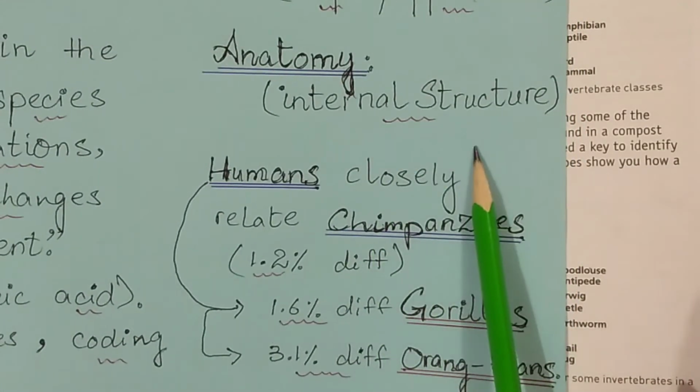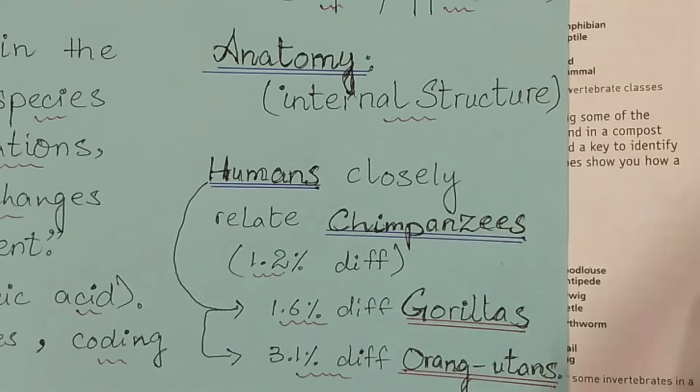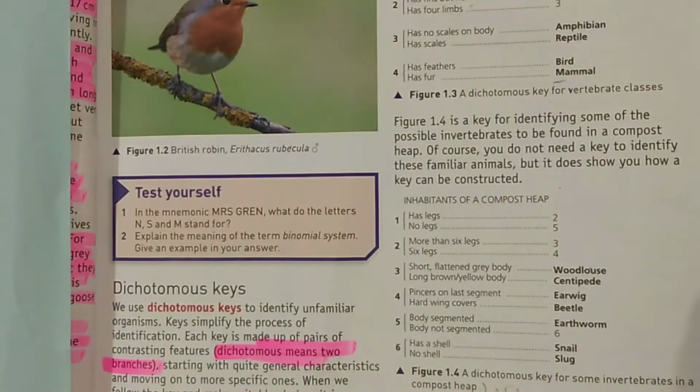Anatomy is the internal structure. The study of internal structure is known as anatomy. So these are the characteristics.